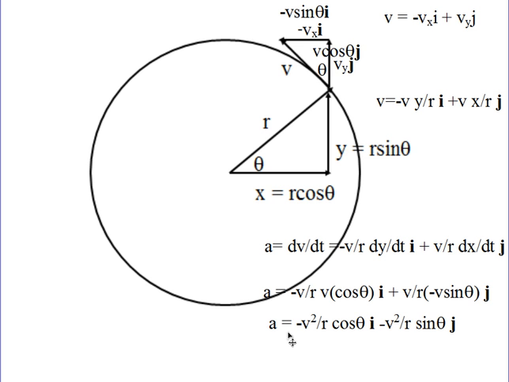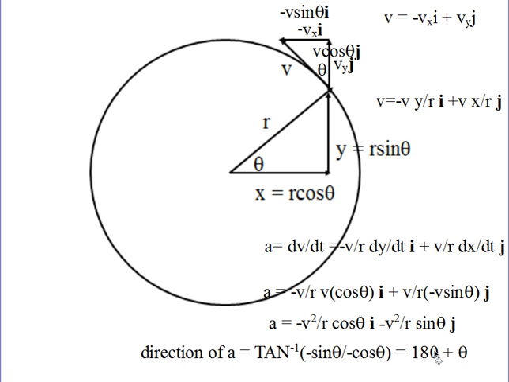and that the direction of a is going to be given by the inverse tangent of the y term, negative this times the sine of theta, divided by the x term, which is negative this times the cosine of theta, which comes out to this value. That is, you're taking the inverse tangent of the tangent. That just gets you a theta, except we need to pay attention to those negatives. It's going to be in the third quadrant.